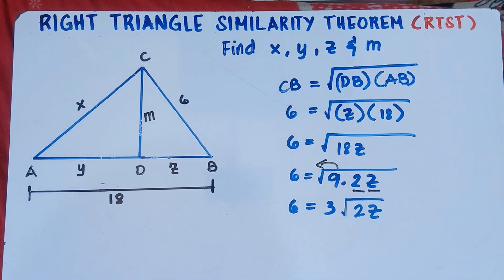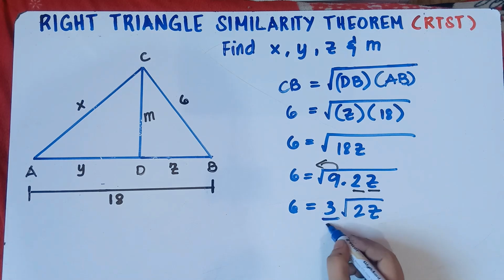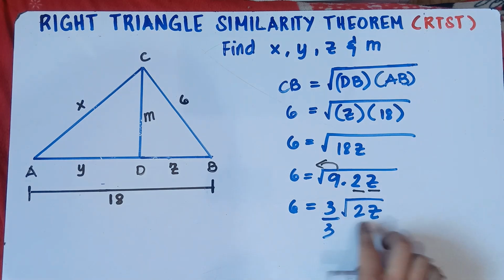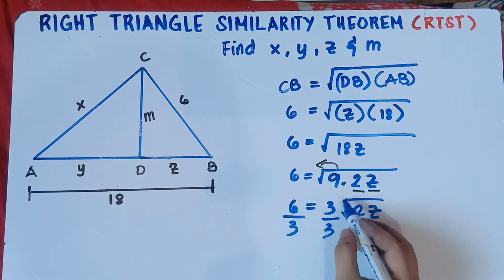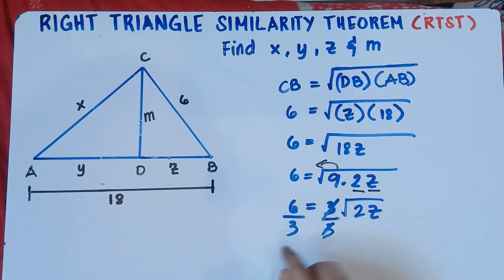Now, so that we can get this z, we need to divide both sides by 3, so that the remaining equation will be only the square root of 2z. Divide by 3, so cancel this out. 6 divided by 3, that is 2, equals the square root of 2z.